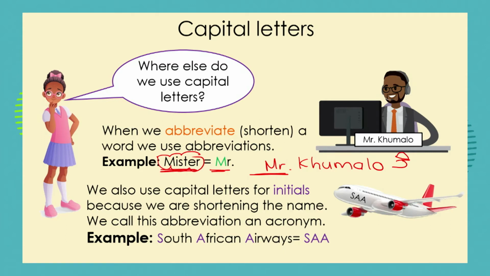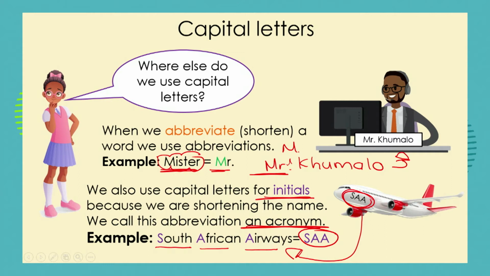We also use capital letters for initials. So if it was Mr. M. Khumalo, it would then go in there, because we are shortening the name. We call this abbreviation an acronym, because we've shortened a name. An example of an acronym would be South African Airways, also known as SAA. On the plane, you wouldn't see the words, you'd see the acronym SAA, and that would stand for South African Airways.